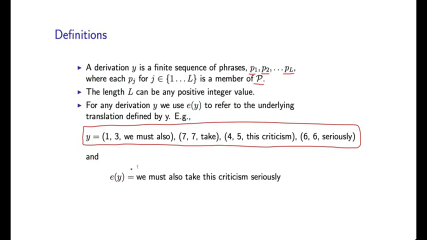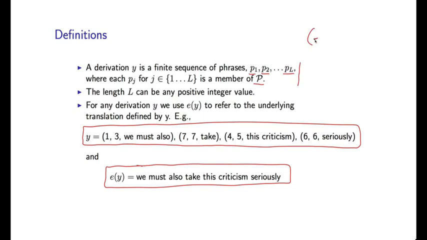I'm going to use E of Y just to pull out the English string, the translation underlying this particular example, and that's taken just by concatenating these English strings. So we must also, followed by take, followed by this criticism, followed by seriously. So in short, a derivation is just a sequence of phrases where each phrase is again an STE triple. S is a start point, T is an end point, E is an English sequence of words.